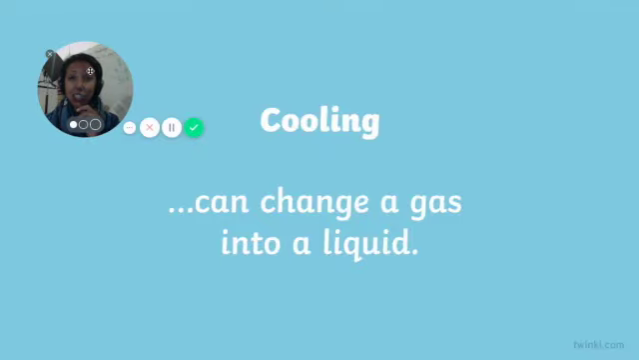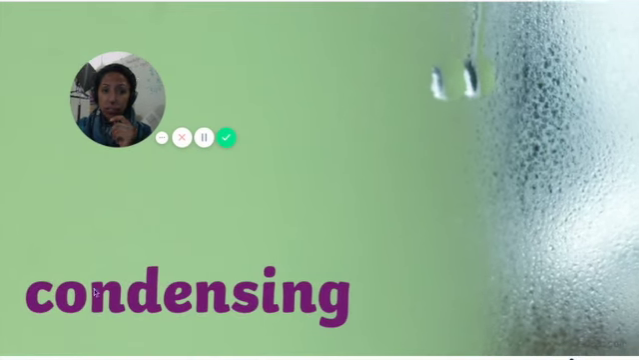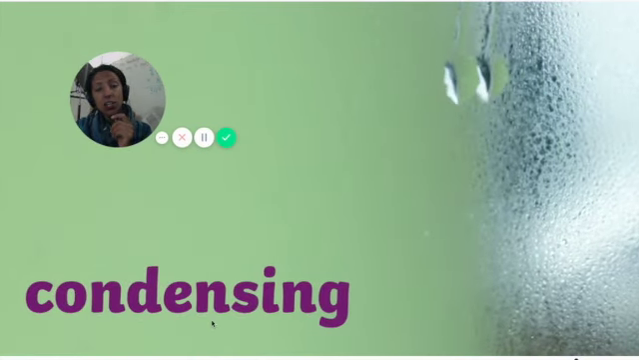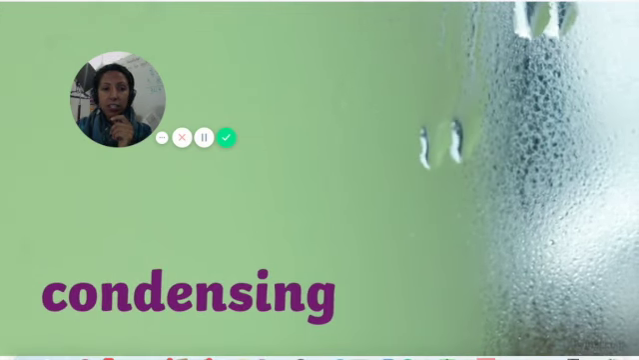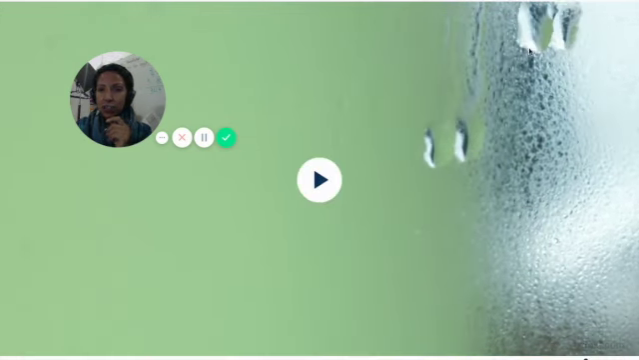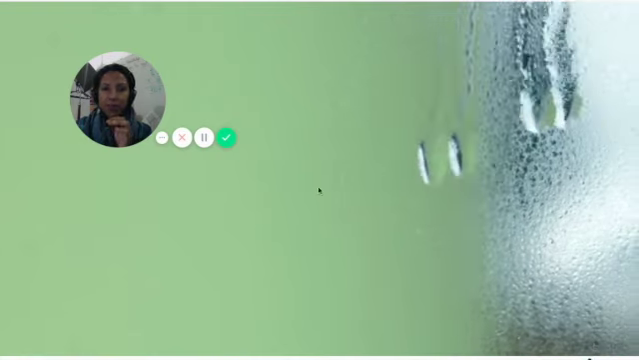Cooling can change a gas into a liquid. This is a very interesting process, and it's called condensation. The water is condensing here. Can you see these little droplets? That happens when a gas cools down and turns into a liquid again.